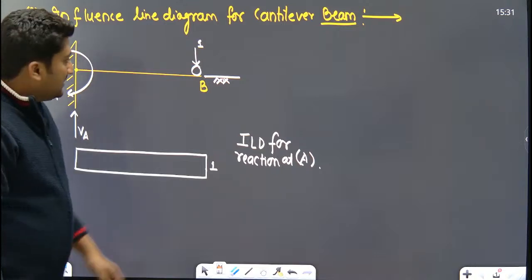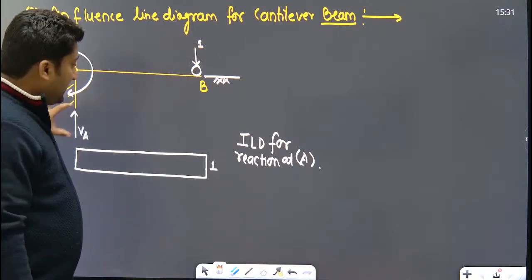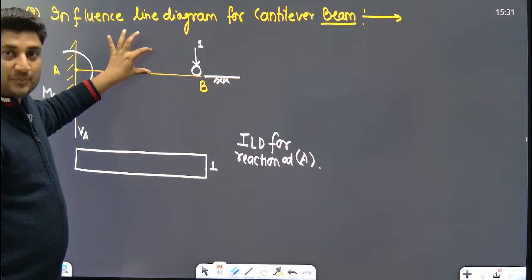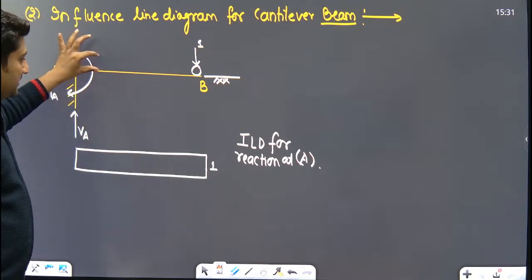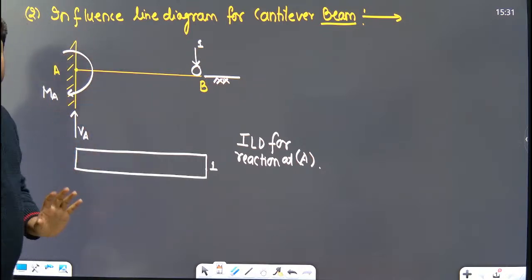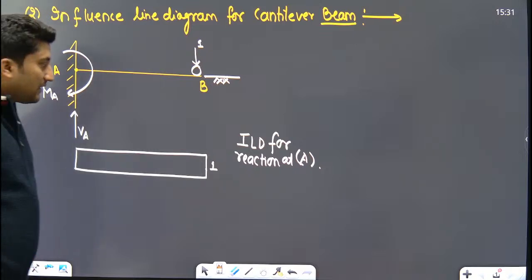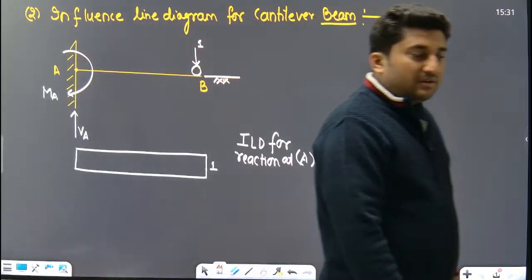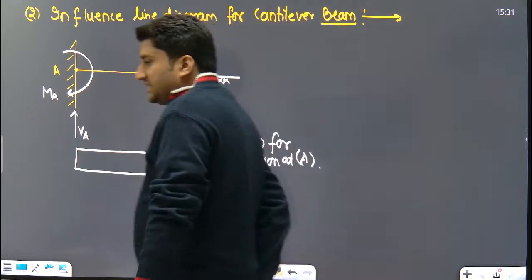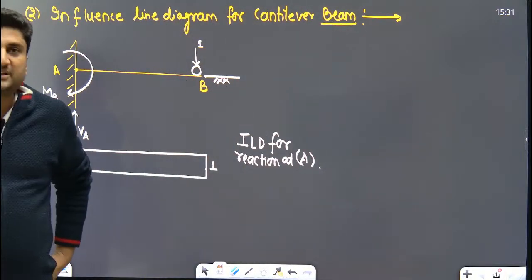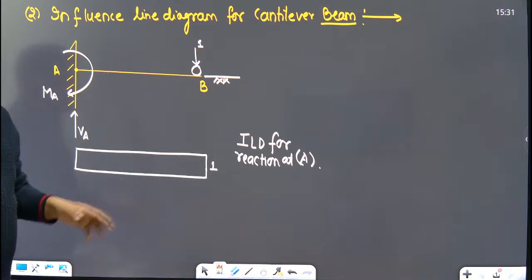Clear everyone? When the unit load is at this position, VA will be this much. At this position, the magnitude of VA will be this much. Yes or no? Now, this is the way to draw the influence line diagram. This is the influence line diagram for the cantilever beam.